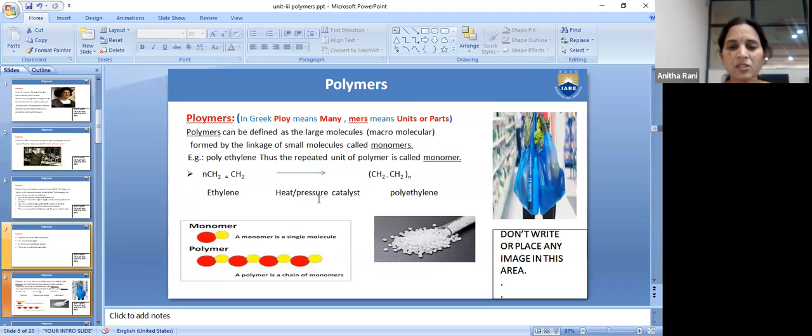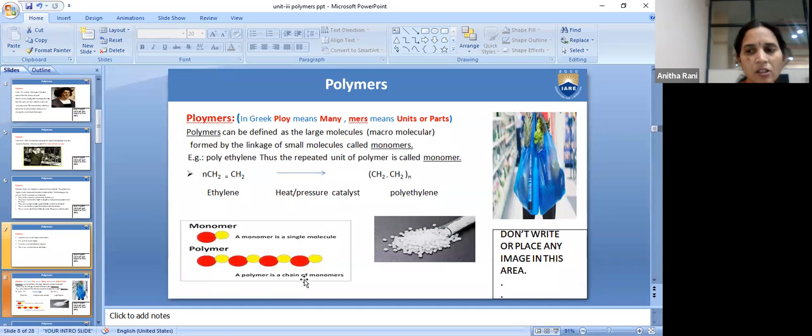By applying heat, pressure, and a catalyst, we use benzoyl peroxide. We'll apply some heat and pressure and we'll prepare the polyethylene. Polyethylene: you can see here the monomer is a single molecule.